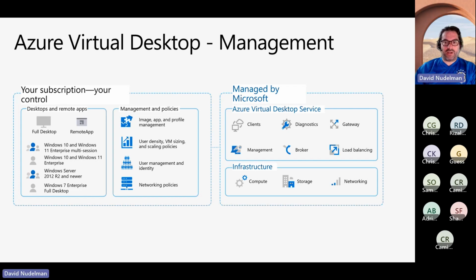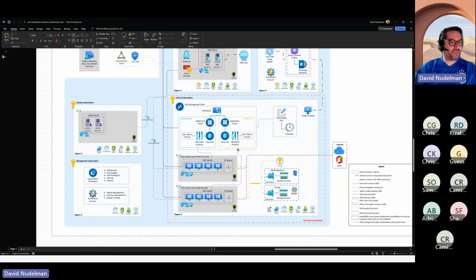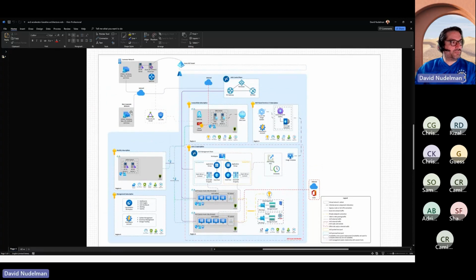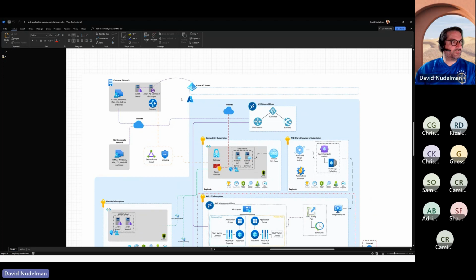Before I go to how you give access and stuff, I want to review a little bit what an architecture of an AVD solution would look like. So here we have the customer network where you have your internal Active Directory servers. Then you have AD Connect Sync, which is syncing your identities to your Azure AD tenant.